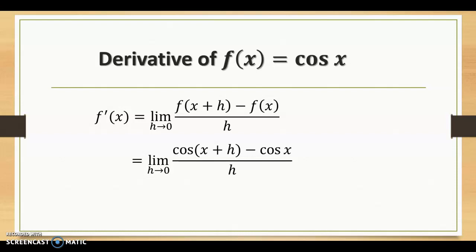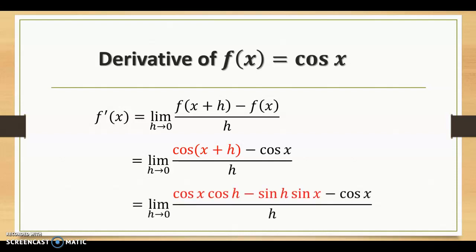And once again, this is not a recognizable special limit. However, thank goodness for high school, cos of a plus b is something that has an identity attached to it. Actually, the identity for cos of a plus b is cos of a cos of b minus sine of a sine of b, which I am applying to the cos of x plus h expression. So cos of x cos of h, minus sine of h sine of x, and minus cosine of x that was there in the first place.